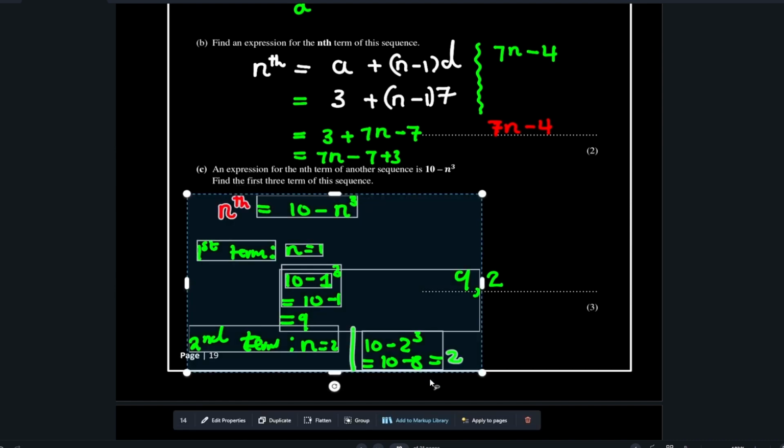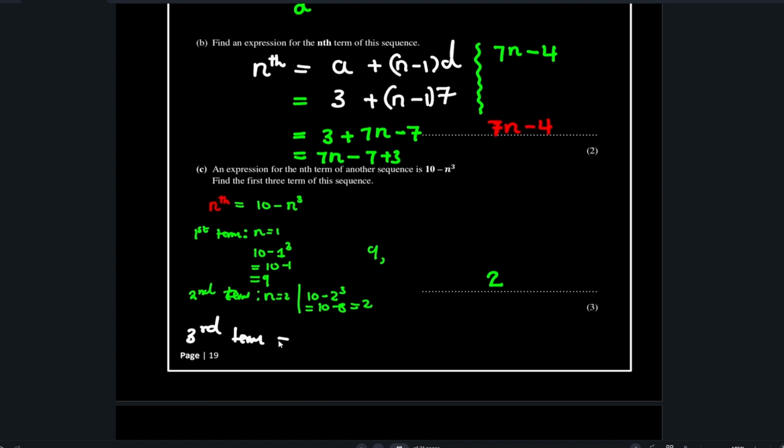Right. We need to move also to the third term. Third term, n is what? N is 3. Substituting here, n cubed is what? You want to make that same mistake? Yes, the answer is 27. So it's 10 minus 27, which is going to translate to negative 17. So the 3 terms are 9, 2, and negative 17.